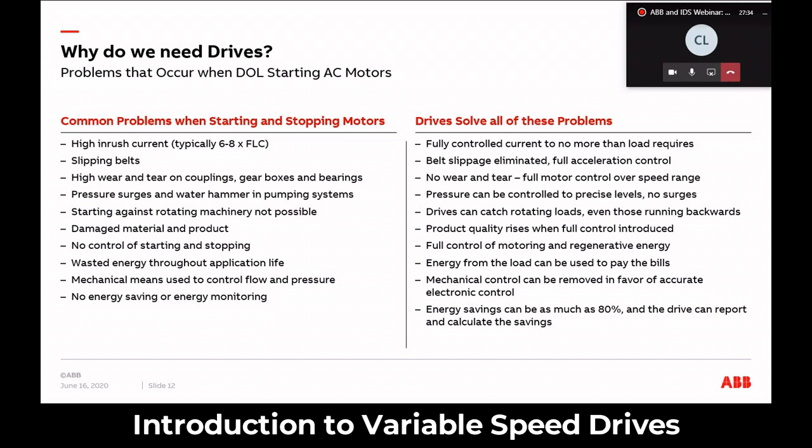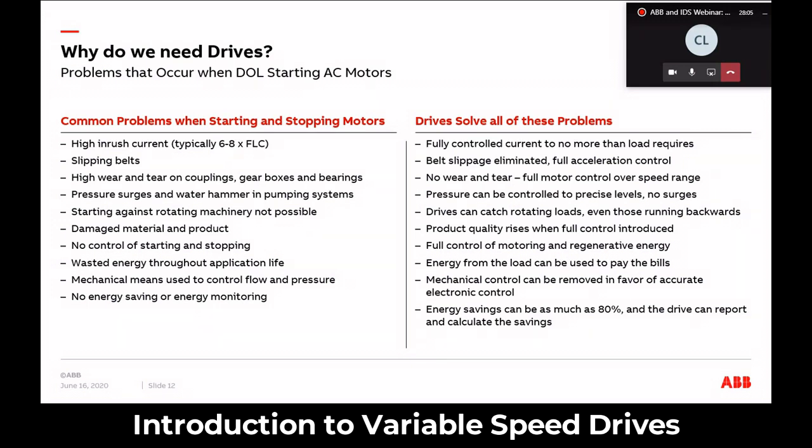But just to highlight some of the key ones at least, the first one straight away is that with direct online motors, as soon as you start it, there'll be a massive high inrush current being applied to that motor, and that can typically be in the region of about 6 to 8 times the motor's full load current, or motor's nominal current. And as a result of that, you're going to have a very high starting torque.